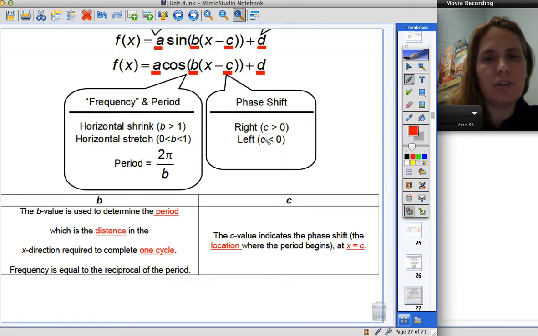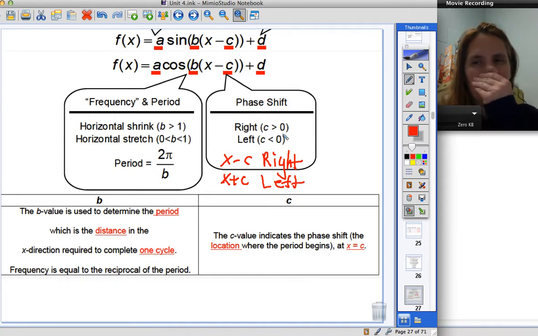Your C value, again, shifts left and right. And again, if it says x minus C, then you're moving right. If it says x plus C, you're going to the left. And that's the same way all your other parent functions are moving. Sorry, so, same as everything. If it's a number inside the parentheses, then you're moving left or right.